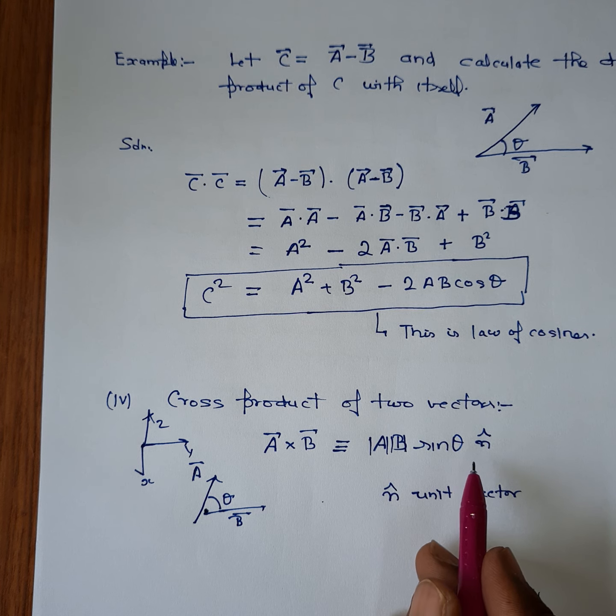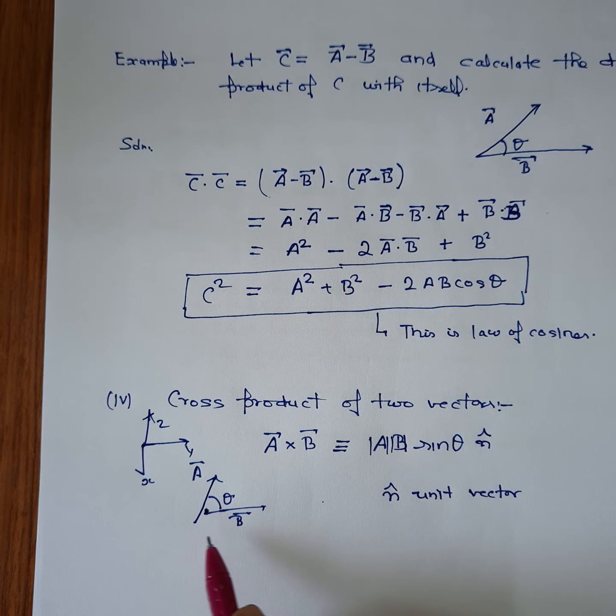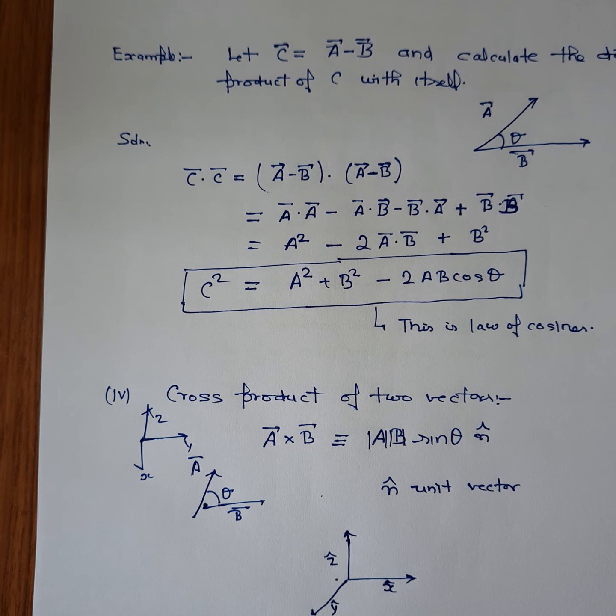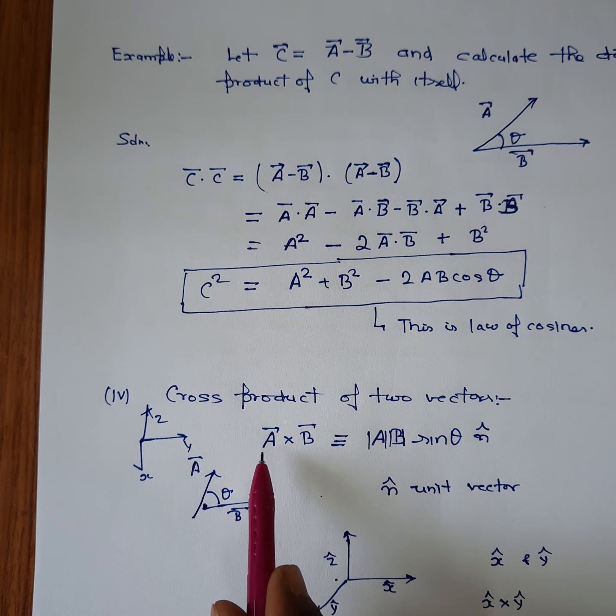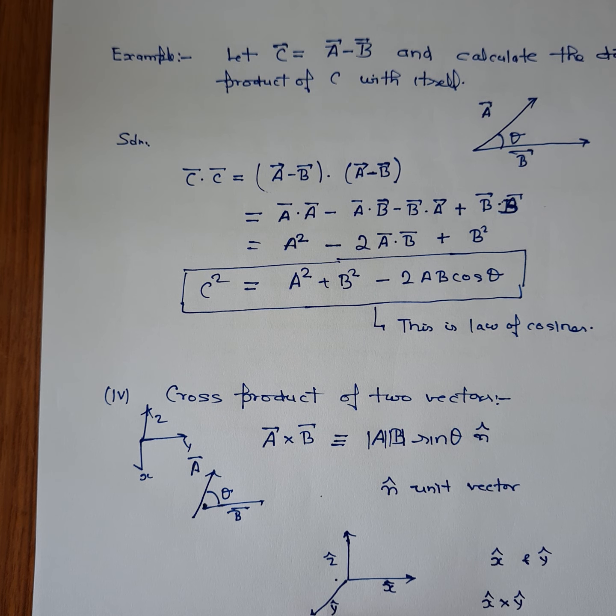So what I want to say here is n cap is always perpendicular to the plane of A vector and B vector. So suppose there are two vectors, x cap and y cap. When you take the cross product of two vectors, suppose x cap is the unit vector along the vector A and y cap is the unit vector along the vector B, then their cross product will be given by x cross y is equal to z cap.